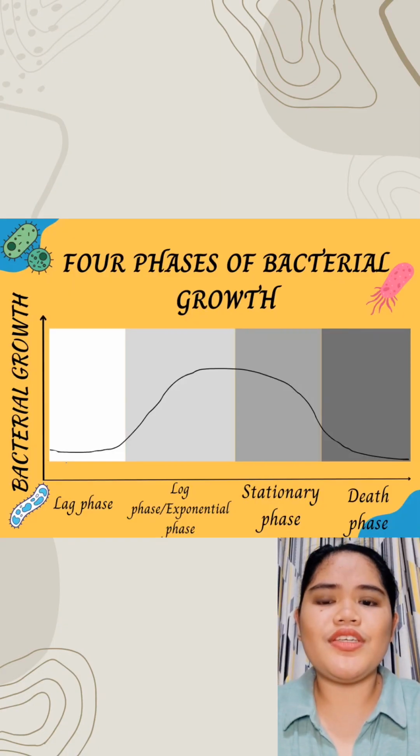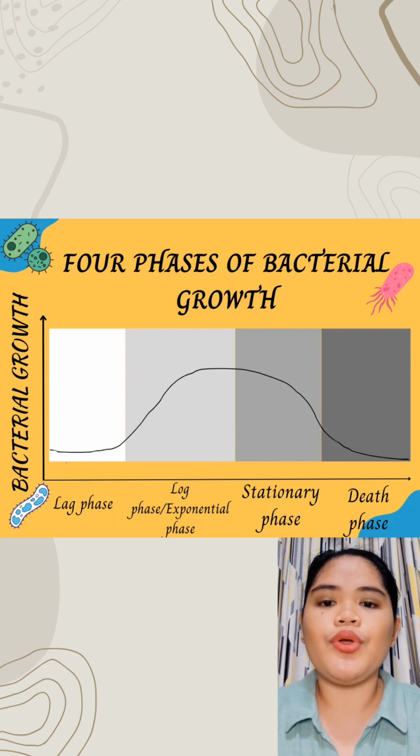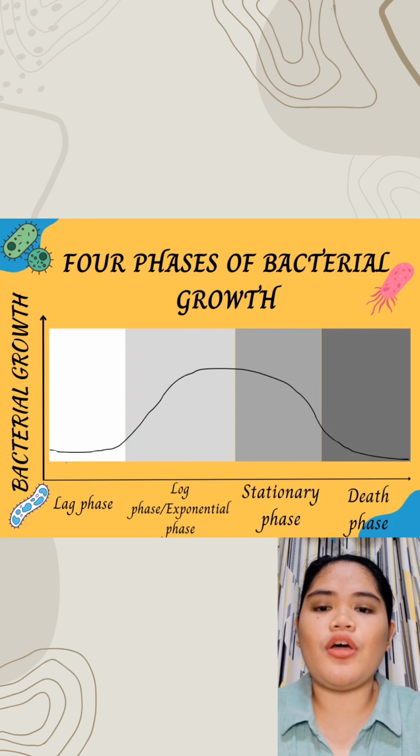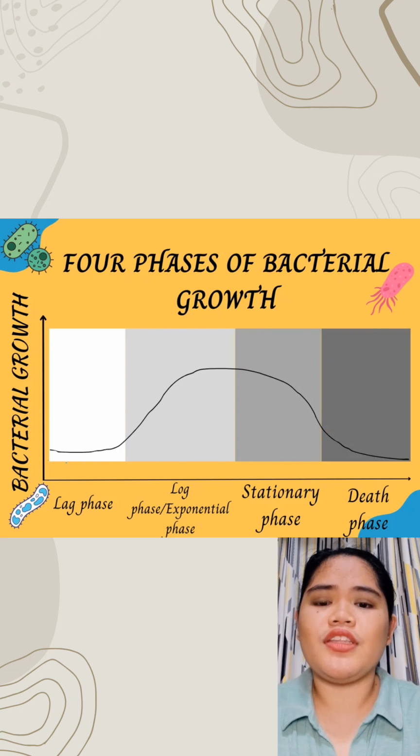The bacteria also grow as time passes by, and that leads us to the 4 phases of bacterial growth. The first phase is the lag phase, followed by the log phase or exponential phase, then the stationary phase and death phase. So let's first talk about the lag phase. As you can see in the graph, the line in the lag phase is in a low position, indicating that there are still no bacteria that grow, because the bacteria haven't matured yet and are in the process of adapting to the condition of their environment. So there is no movement of bacteria in this phase.